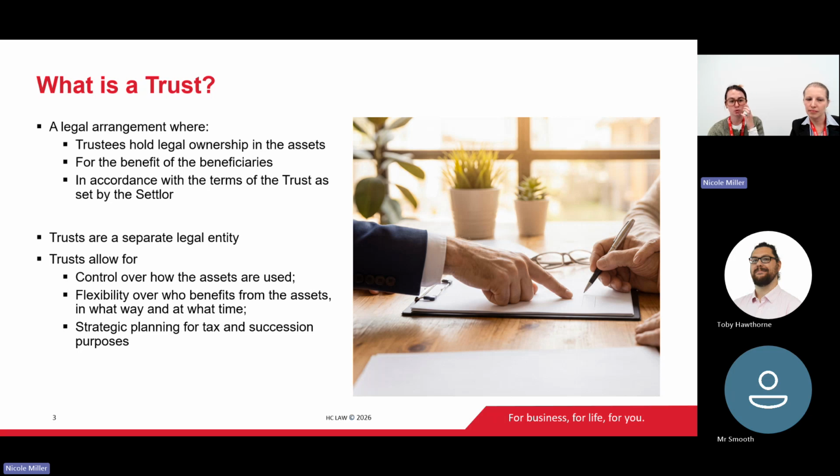And it's also a useful strategic planning tool for tax and succession purposes, which we'll go through in a minute.